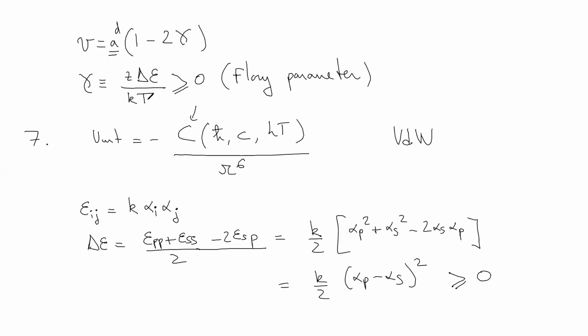It's 0, and this is equivalent to saying the temperature goes to infinity, for instance. First possibility: temperature goes to infinity, which says that psi equals 0. Another strategy is to have delta epsilon strictly 0, which is equivalent to saying that the polarizability of P is equal to the polarizability of S. So basically the two objects are the same.